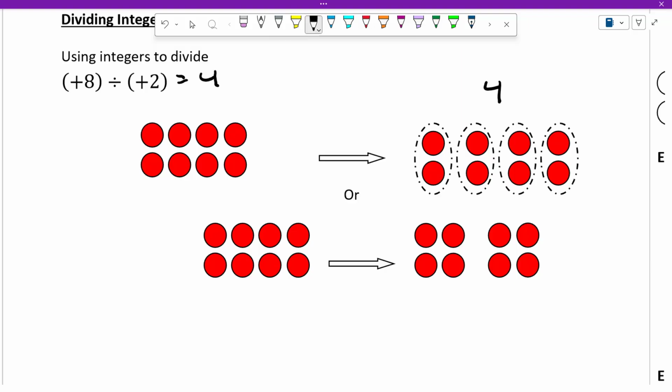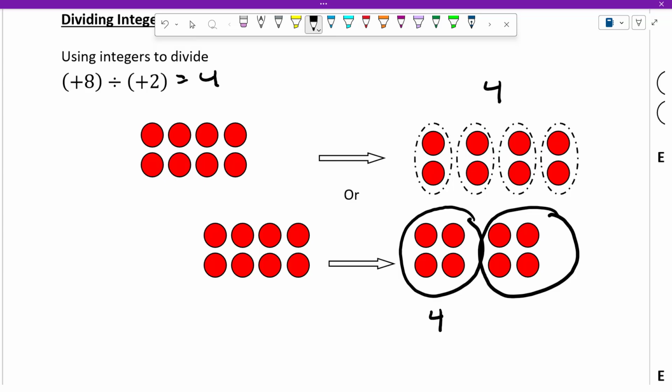Or you can say I have 8 things and then divide them into 2 groups. And the answer becomes how much is inside of each group. There's 4 inside of each group. Either way, it comes up with the same answer.